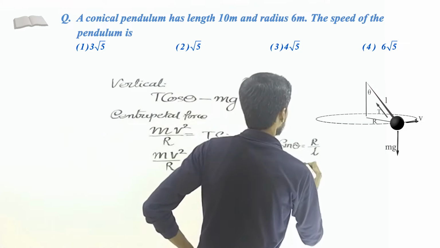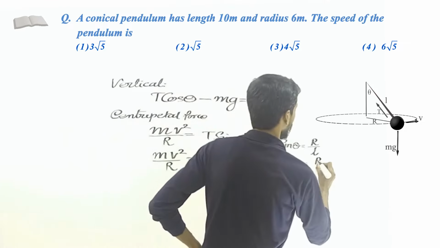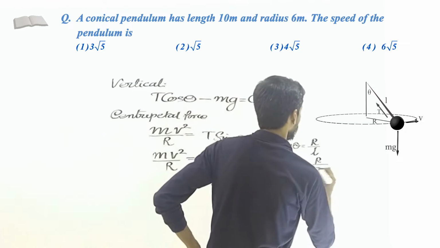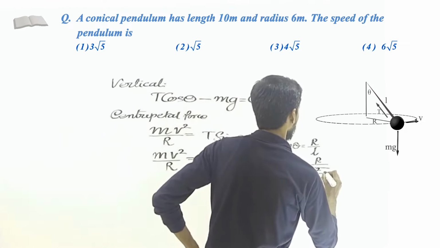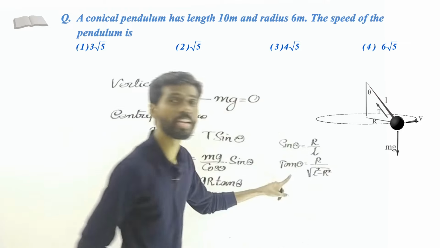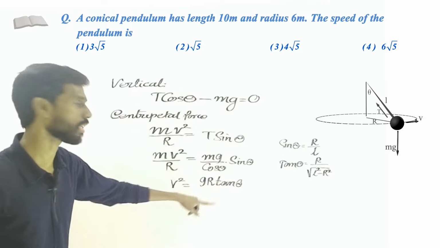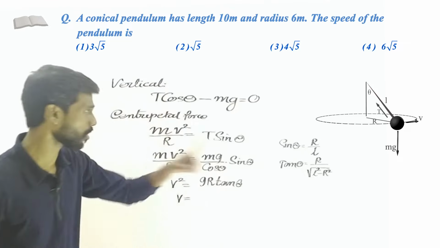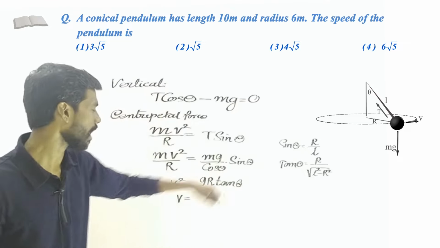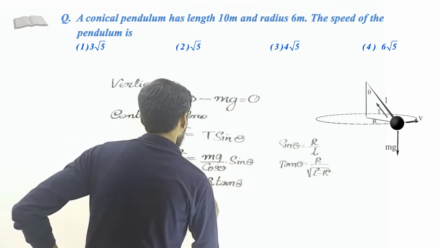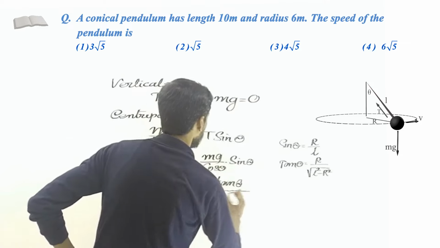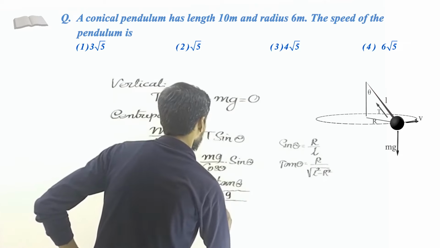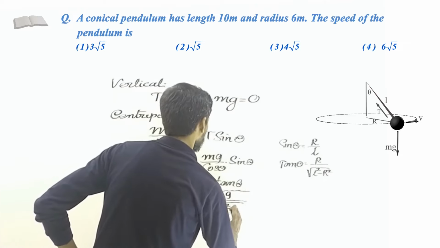Now from that we can find tan theta also. What is tan theta? That is the opposite side divided by the adjacent side, which you can find using the Pythagoras theorem: the square root of l square minus r square. That is the value of tan theta, and it can be substituted here. So we take the square root after substituting g r tan theta, which gives v equals r times the square root of g divided by the square root of l square minus r square.